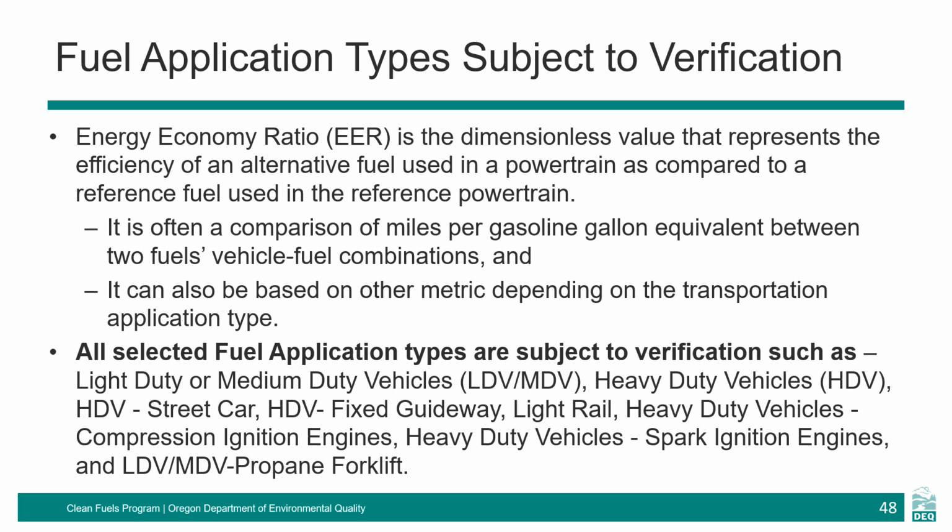Energy economy ratios represent the efficiency of an alternative fuel compared to a reference fuel, such as gasoline or diesel, being used in a specific type of vehicle. For instance, a higher energy economy ratio indicates that an alternative fuel is achieving more miles per unit of energy compared to conventional fuels. Each fuel application type, such as light-duty vehicles, heavy-duty vehicles, or forklifts, for example, has a specific energy economy ratio, which is preset in the fuels reporting system. The reporting entity must select the correct vehicle and fuel application type for each transaction, as this determines the EER used in credit deficit calculations. And again, all fuel application types are subject to verification.